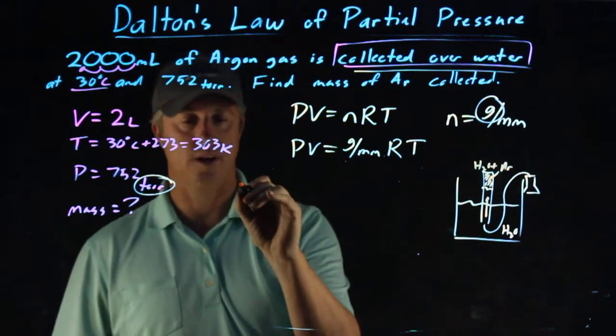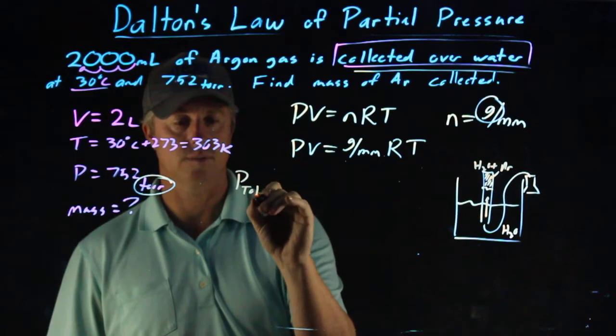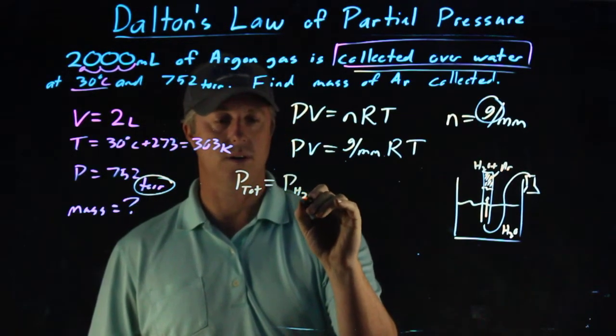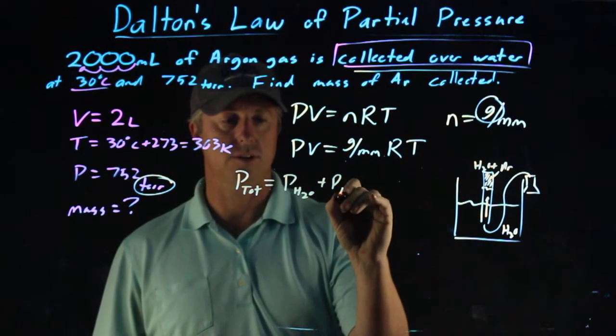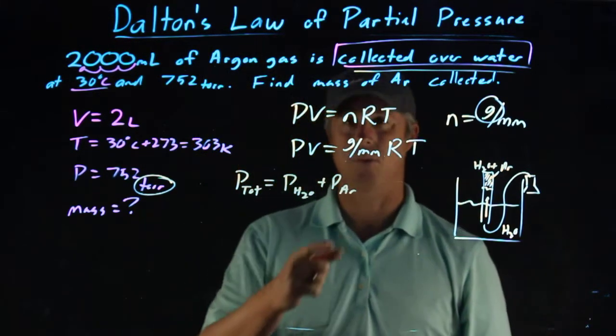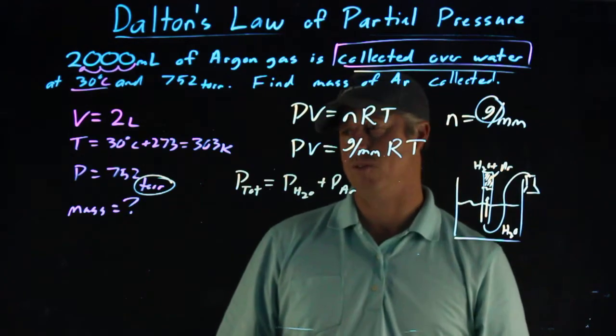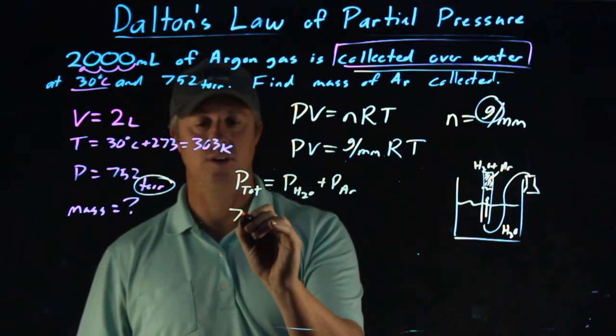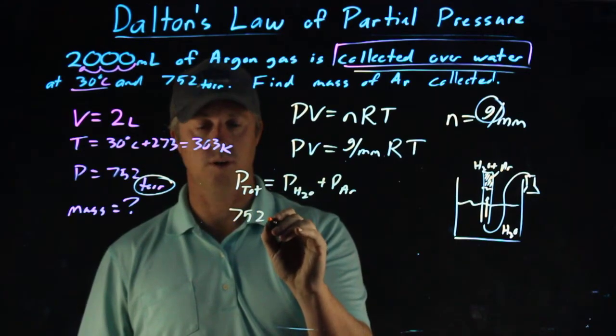So Dalton says that the total pressure is equal to the pressure of water plus the pressure of argon. I only want argon though. And so the total pressure, which is equal to the atmospheric pressure, is 752 torr.